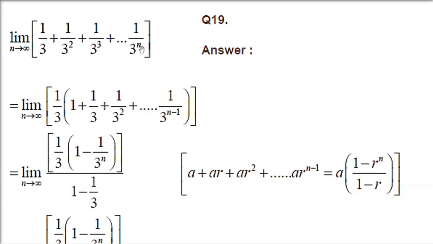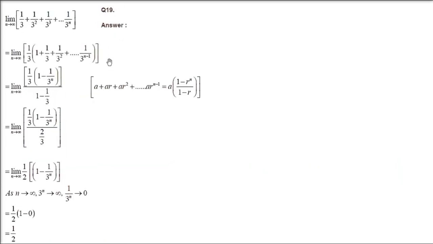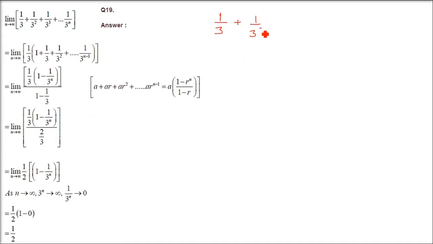Okay. So here 1 by 3 to the power infinity will not work. We cannot apply it here. So let us take this 1 by 3 common from here. Basically this is a GP and we'll make it a GP first, and then we'll do the final conversion or limiting. So 1 by 3, 1 by 3 square, 1 by 3 cube, and this is 1 by 3 to the power n. 1 by 3 I am taking common.